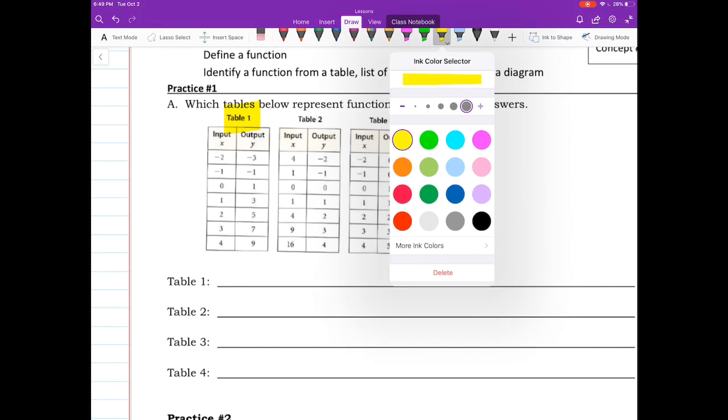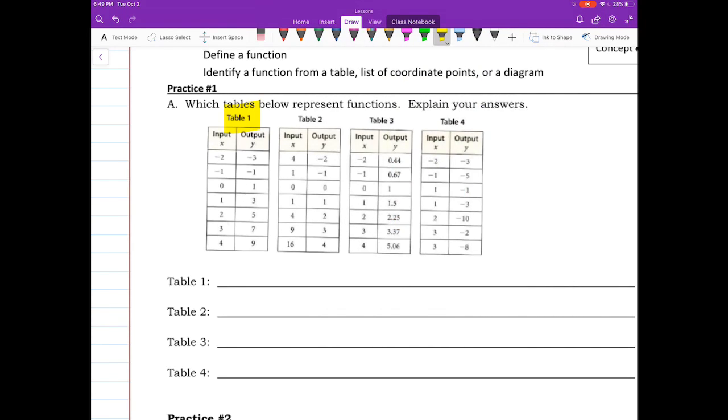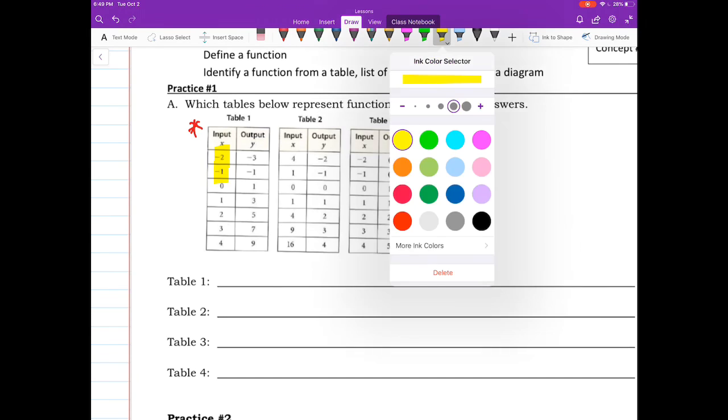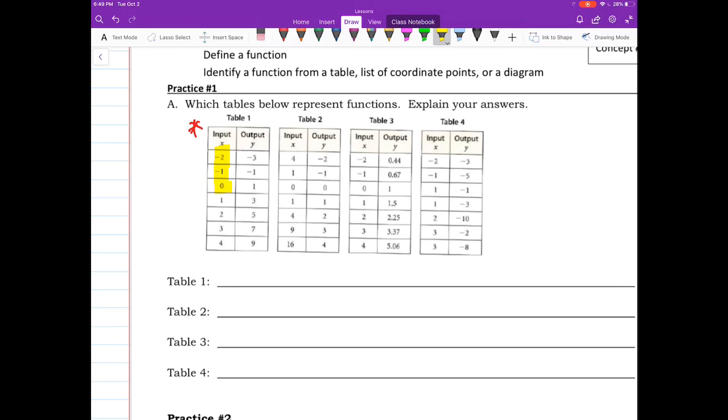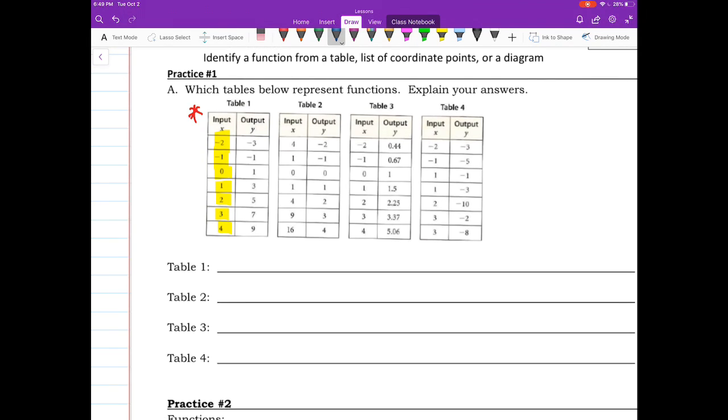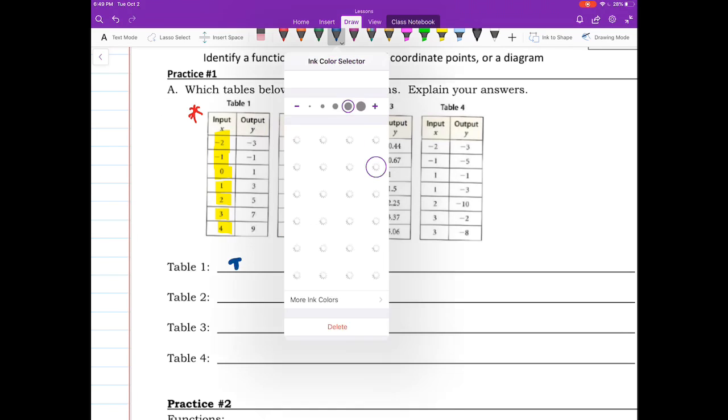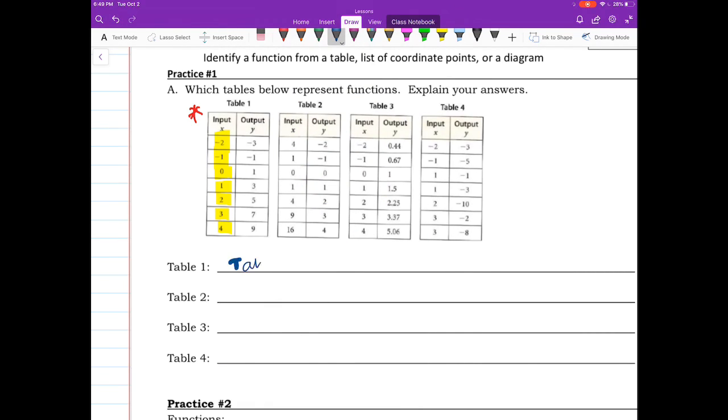Table 1. Okay? This is going to be on your quiz tomorrow. This will be on the interim. Look at all your x's. Are any repeating? Nope. No repeating x's. So is it a function? Okay, so table 1 is a function. So on the interim, you would put check.